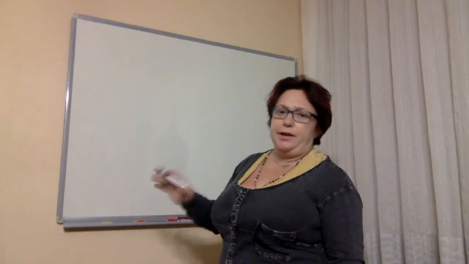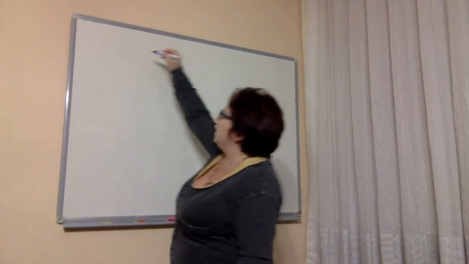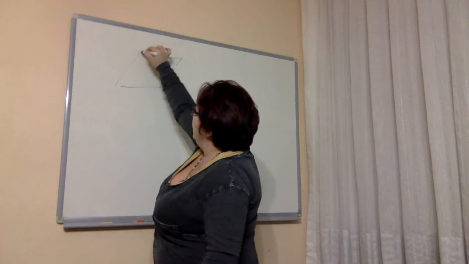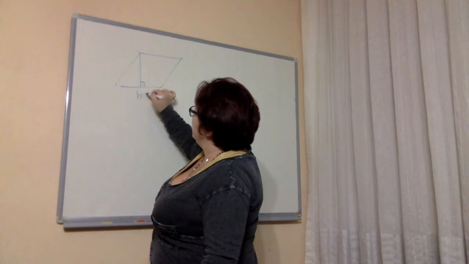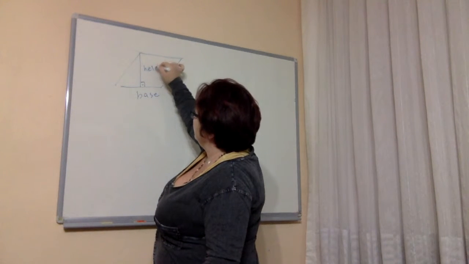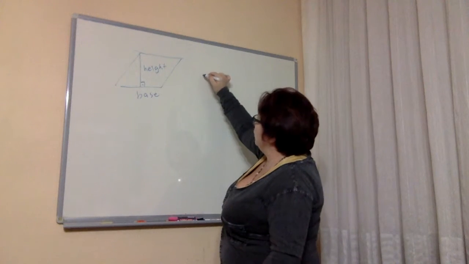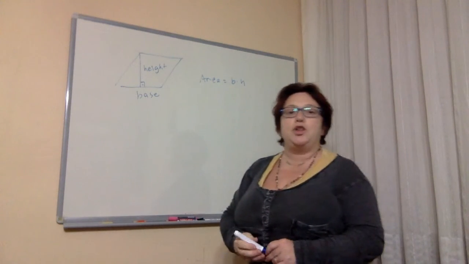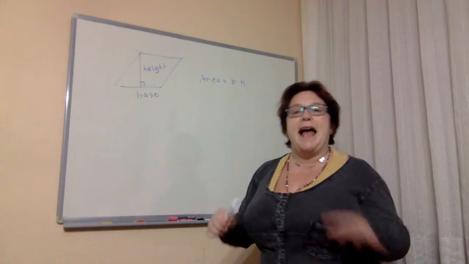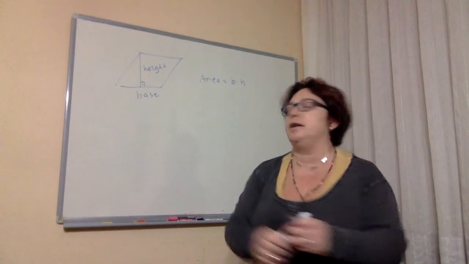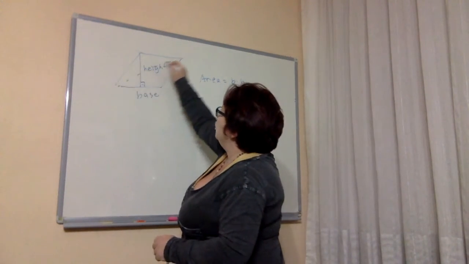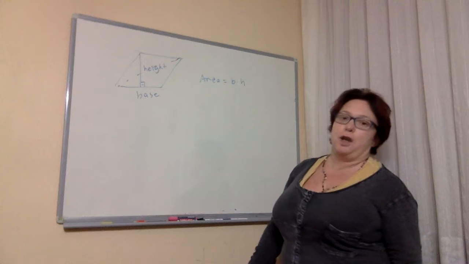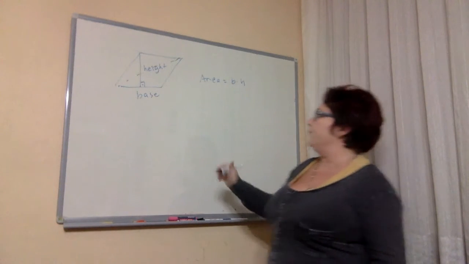If you take a look at the area formulas for these special types of quadrilaterals, for the parallelogram, it would simply be base times height. And a triangle is actually considered as half of a parallelogram. You can take a parallelogram and divide it into two congruent triangles, and hence the area formula for a triangle, base times height over 2.